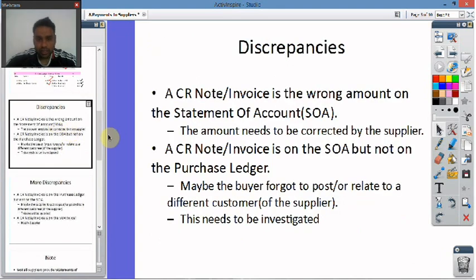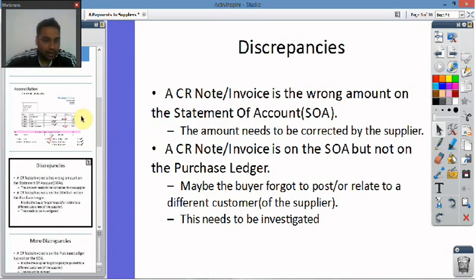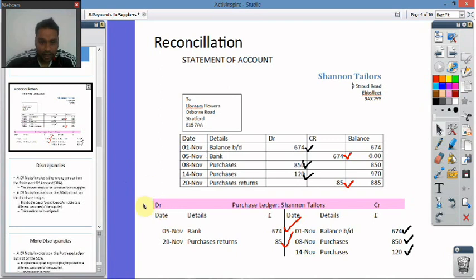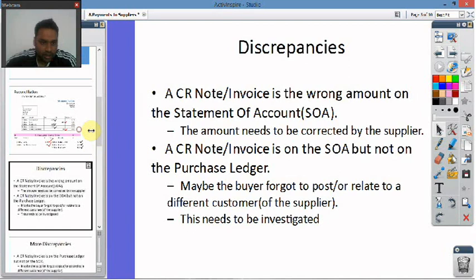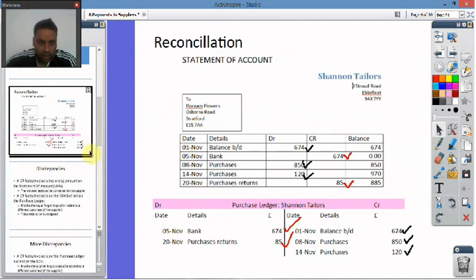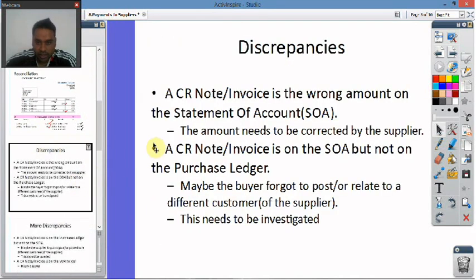Okay, right, let's now take a look at discrepancies between the statement of account and the purchase ledger in our accounts. This is our account, and this is the statement of account provided by Shannon Taylor's. Let's take a look at any discrepancies or differences between them. A credit note or invoice is the wrong amount on the statement of account. So if it's wrong in this statement of account, this will need to be corrected by the supplier.